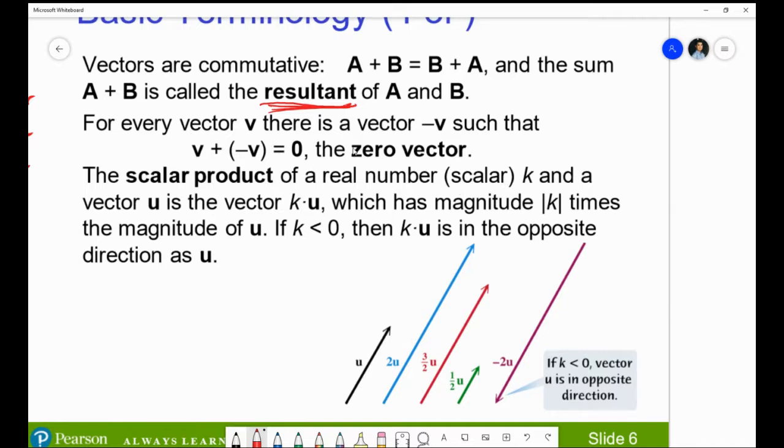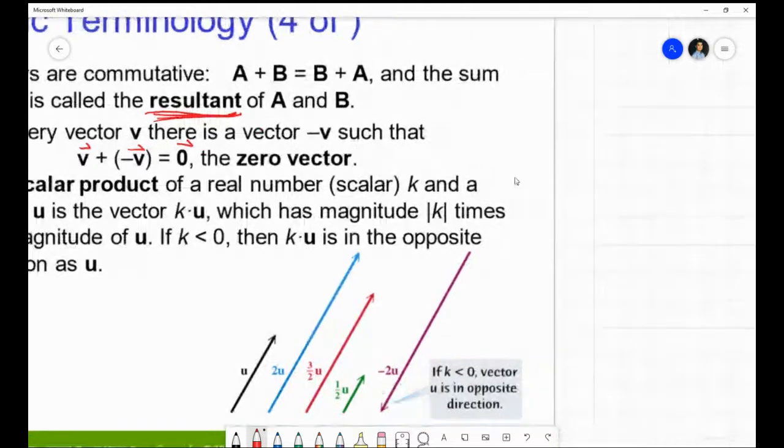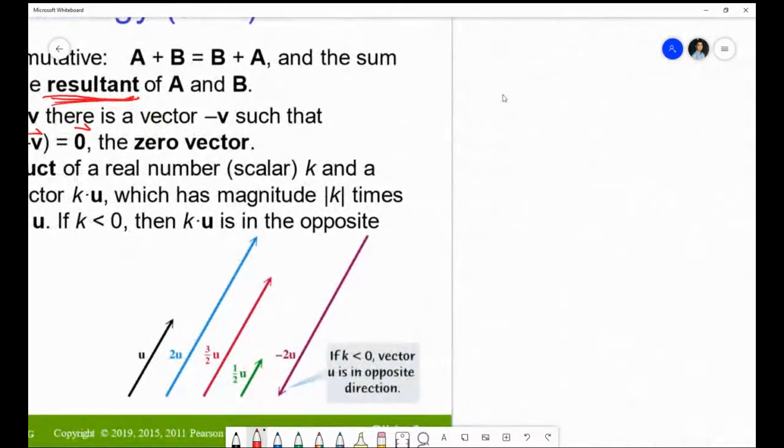Now for every vector, there's going to be a zero vector. Zero vector just means exactly that. It basically has a length of 0 or magnitude of 0. And we can see that if I have two vectors that are opposite of each other, so let's say one vector goes this direction, the other vector goes this direction, but they are exactly the same magnitude, if you add them together, you get the zero vector.